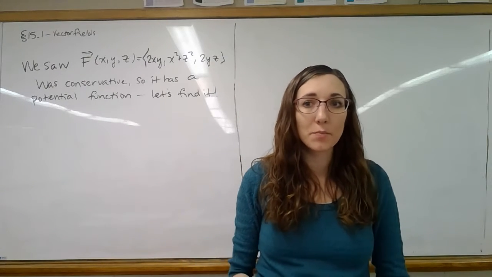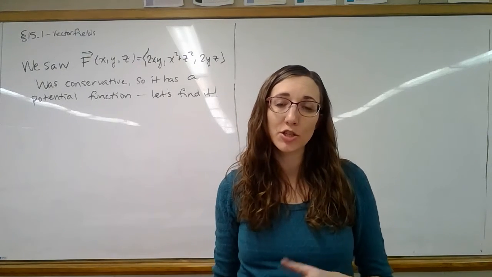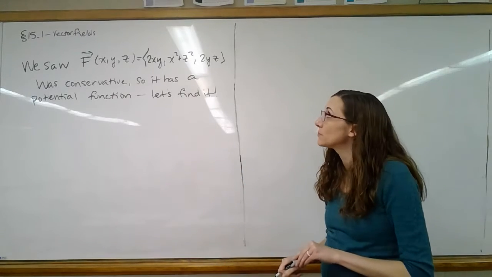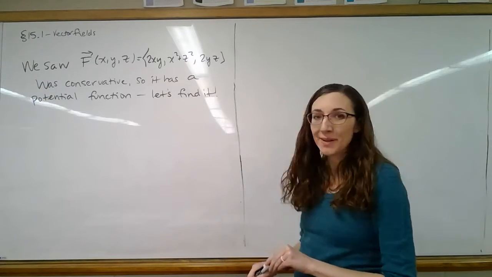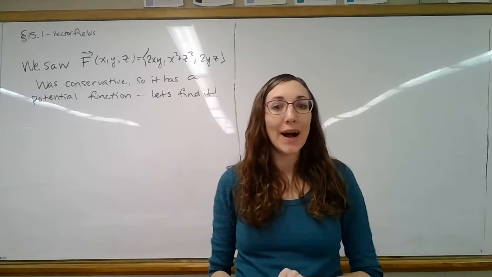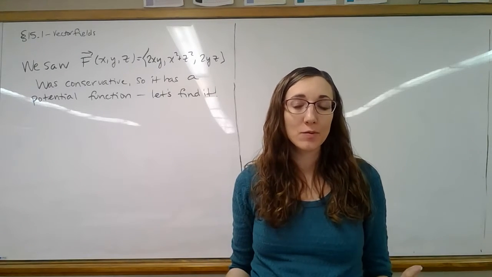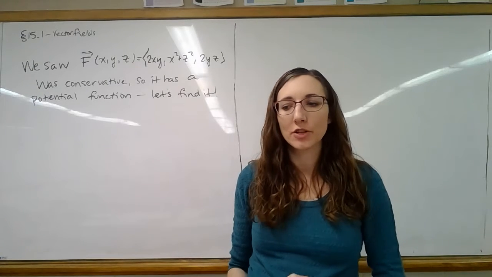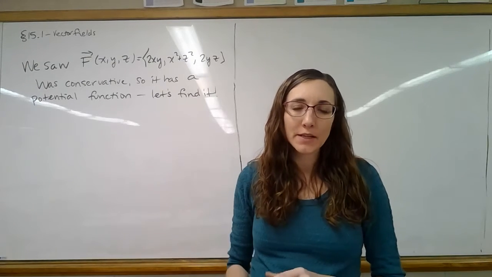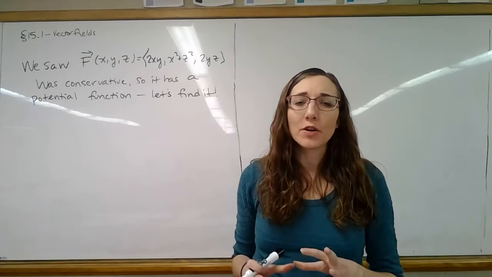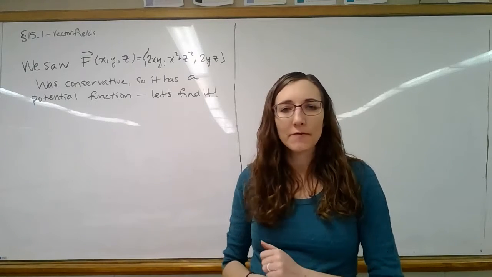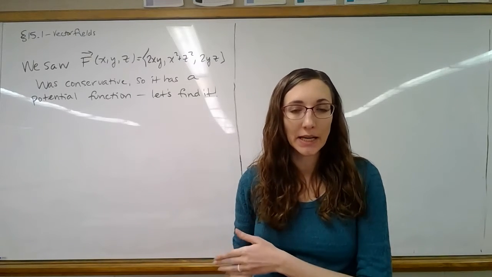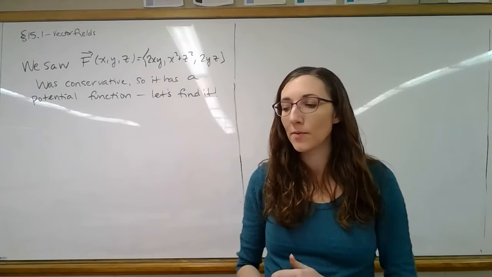All right, so in our last example that we just finished up, we saw that this function, capital F of x, y, z, which was 2xy plus x squared, comma x squared plus z squared, comma 2yz, was conservative, which means it has a potential function. So let's try and find that potential function. We're going to use a mildly different technique than what we did last time for two variables, but the flavor of it is the same. And if you want to, you could use this technique with two variables as well.